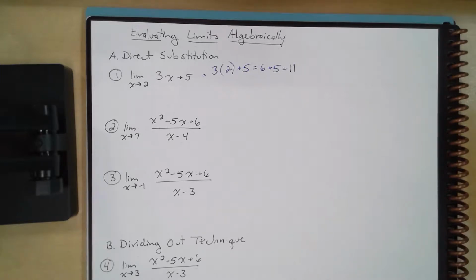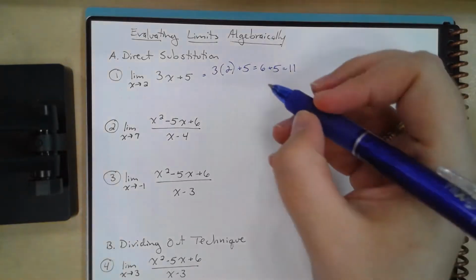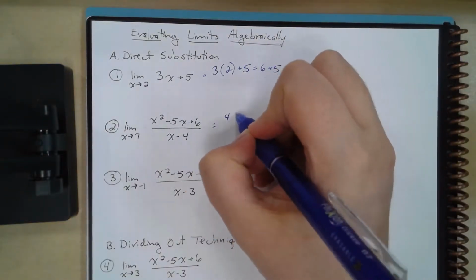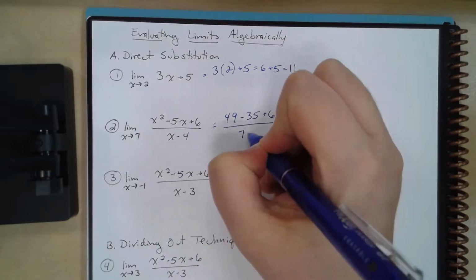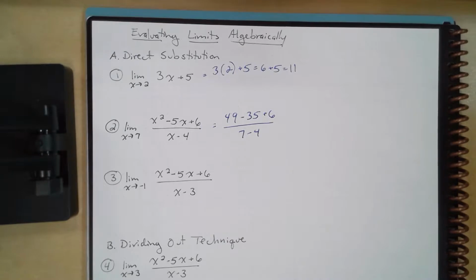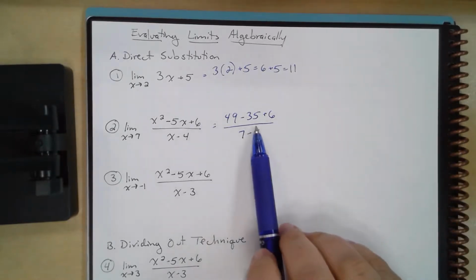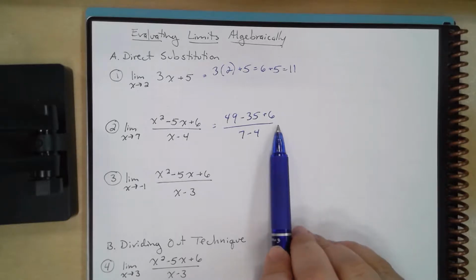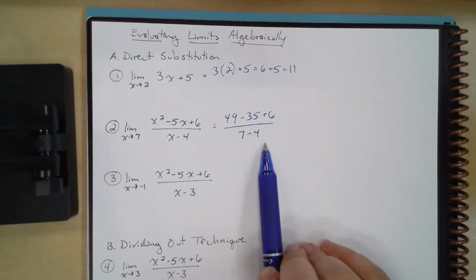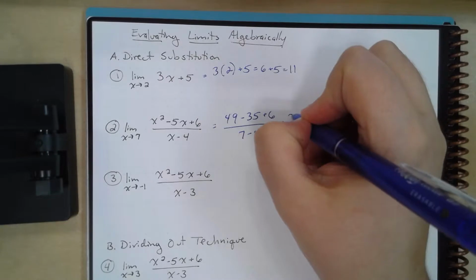Now, if we look here, the limit as x approaches 7, if we substitute in with this, we're going to get 49 minus 35 plus 6 over 7 minus 4. So this would be what? 14, right? 14 plus 6 is going to be 20 over 3. That looks about right to me.